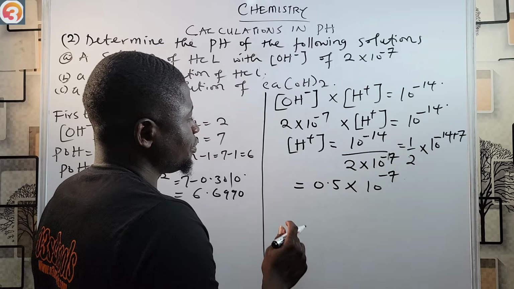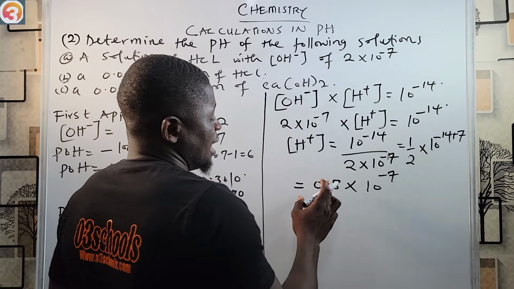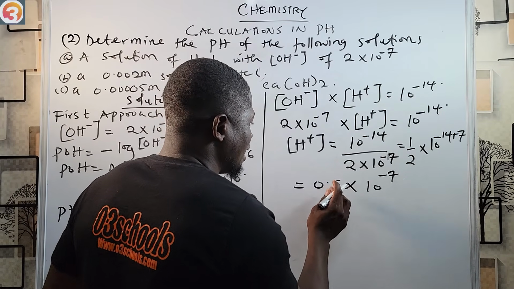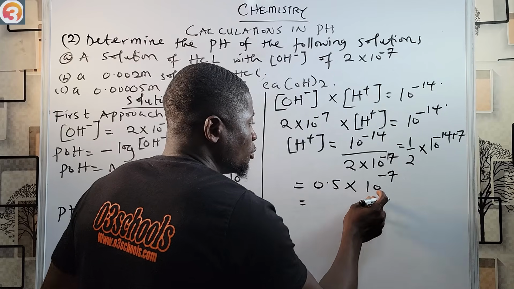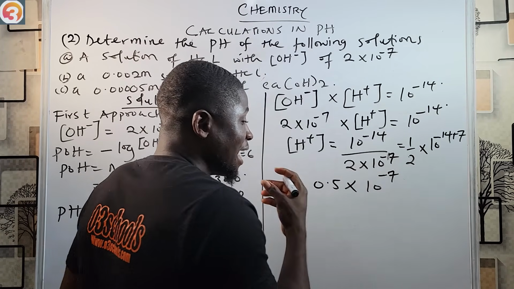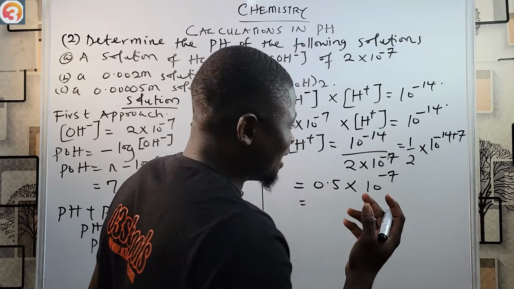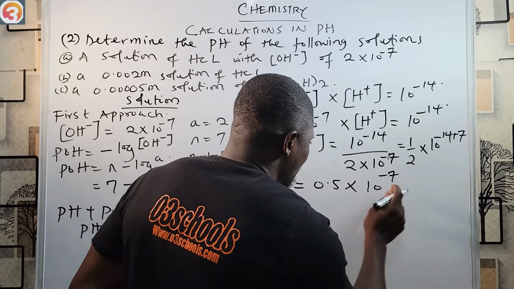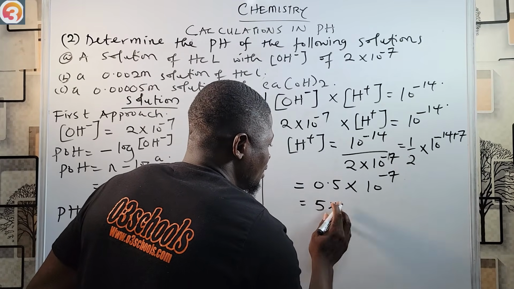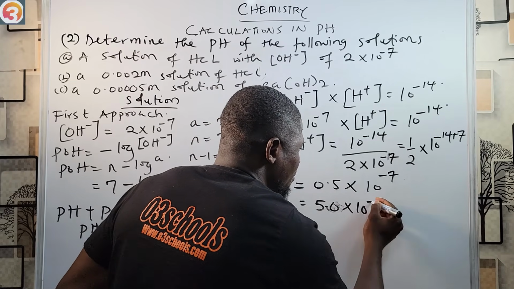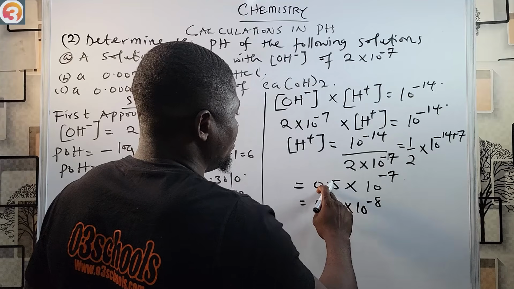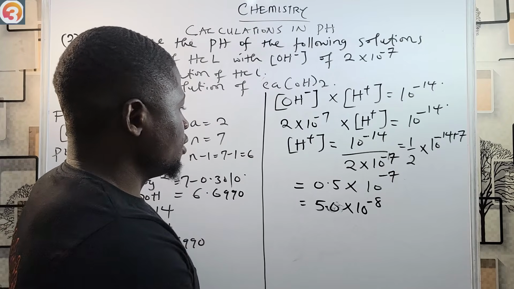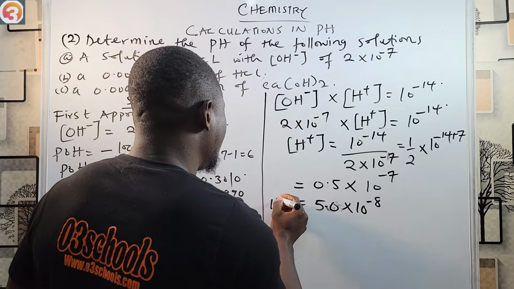Now, having gotten this, what do you do next? We have to make this in standard form. We need to apply our knowledge of standard form, so 0.5 times 10 raised to the power minus 7 will be equal to 5.00 times 10 raised to the power minus 8. In standard form, because you are bringing this point forward, you add negative 1 to the power. This is now our hydrogen ion concentration.